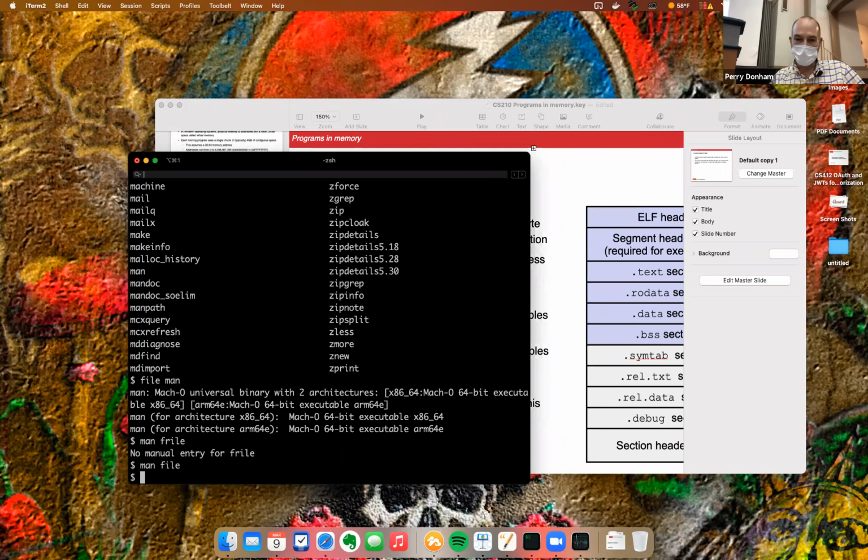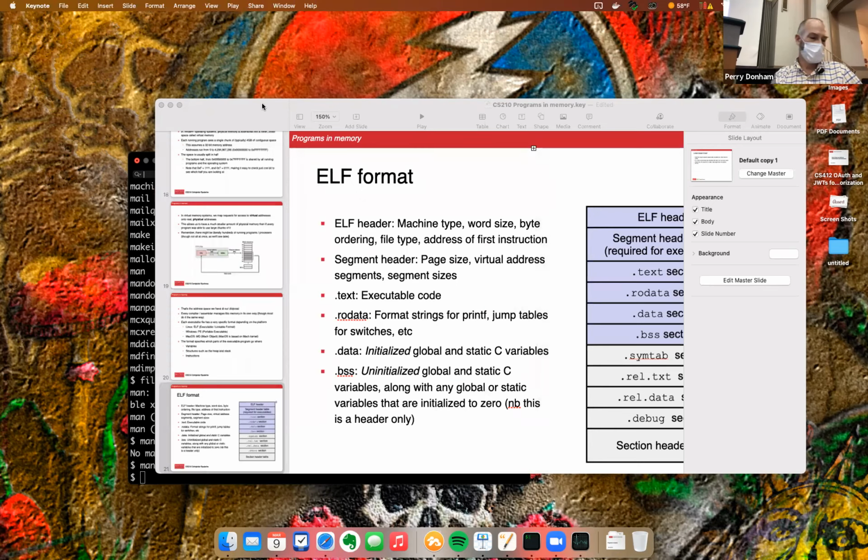So here it said, what is it? It's a universal binary, a Mach object. It has two architectures, an ARM architecture and the Intel architecture. So this file could run on an M1 as well as the Intel box. It should tell me what my word size is, 64-bit. So it tells you a lot of information.